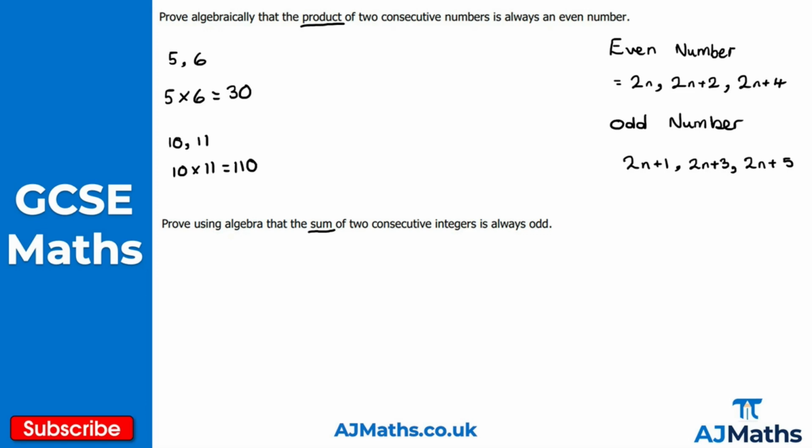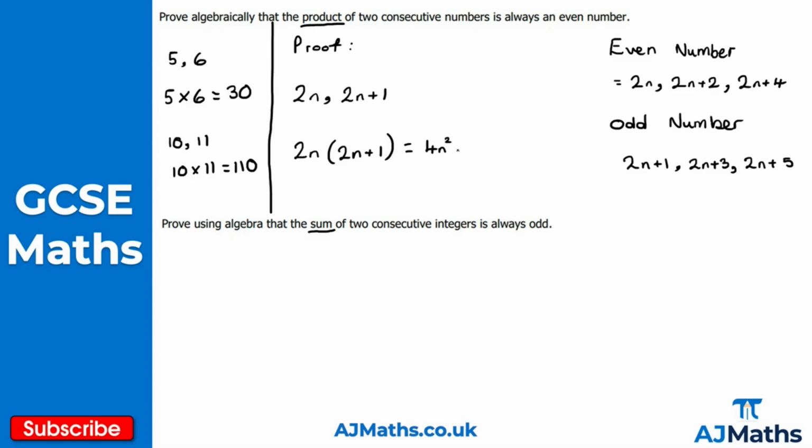So to prove it algebraically, we use these general terms here for our even numbers and our odd numbers. So if I pick an even number just to start with, so if I do the proof over here, if I pick 2n as my first number, then my next consecutive number must be 2n plus 1. We're picking 2n and 2n plus 1 there. So if I find the product of these two consecutive numbers here, that's going to be 2n times 2n plus 1. We're just expanding this bracket here. 2n times 2n would give me 4n squared.